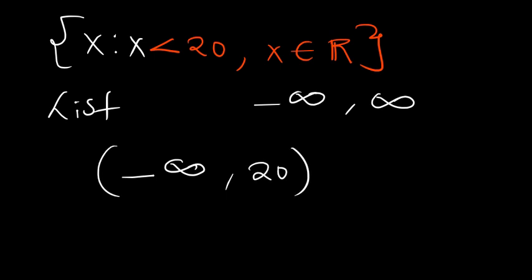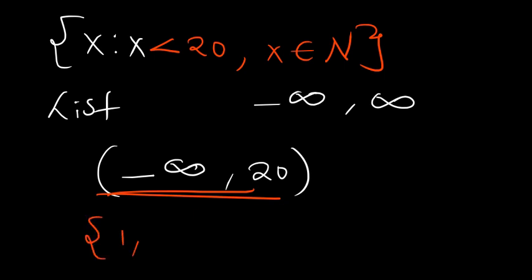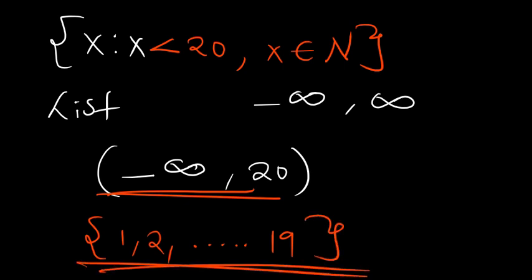So that would be the interval. Now, trying to break it down to something that is simpler to you, if we say it's a member of natural numbers, it means we're going to list numbers from, natural numbers start from 1, right? 1, 2, all the way up to 19. These are the natural numbers that would qualify to be part of such a set.